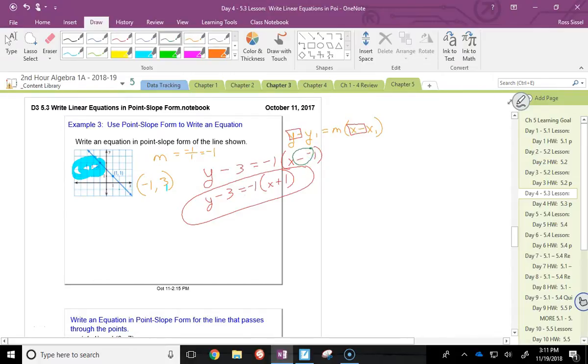And if we're checking, here's my negative 3. It is the opposite of our coordinate 3. And our plus 1 is the opposite of a negative 1. So that's one of your answers.